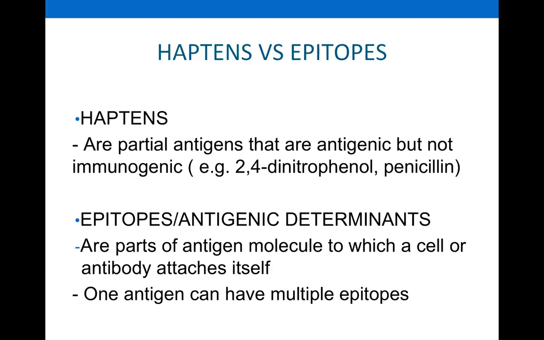Okay, another definition of terms, we have haptens and epitopes. As the name implies, haptens are partial antigens that are antigenic, but they are not immunogenic. Example would be the 2,4-dinitrophenol or your penicillin. Okay, your epitopes, on the other hand, are antigenic determinants. They are parts of the antigen molecule to which a cell or an antibody attaches itself. So one antigen can have multiple epitopes depending on their antigenic determinant. So epitopes ay nandun sila sa antigen at there are so many epitopes in one antigen.